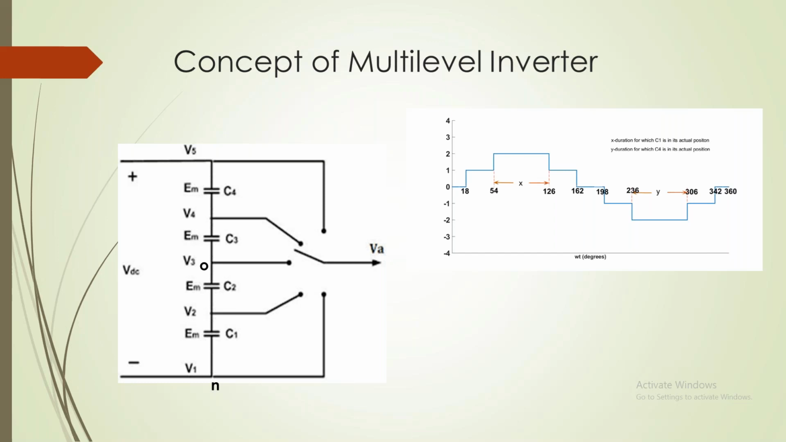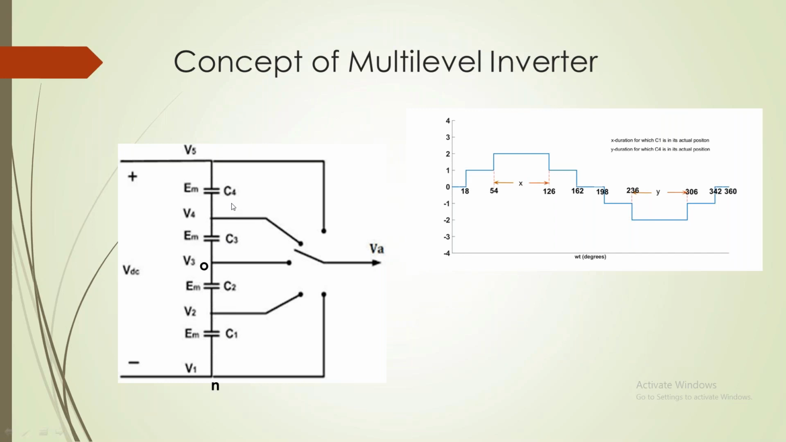If you see here, there are five different voltages possible at the output, VAO, the pole voltage. If I divide VDC among these four capacitors by using KVL, with equal capacitances they share equally. Each capacitor is going to have a voltage of VDC by 4.